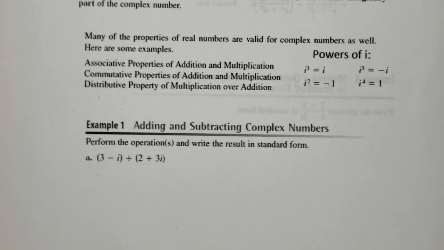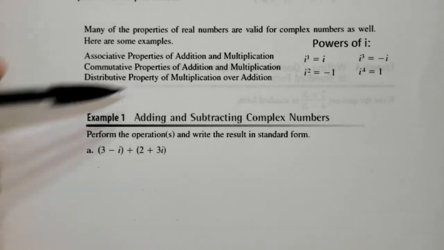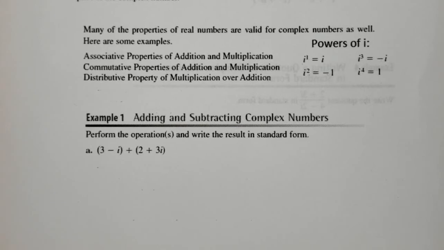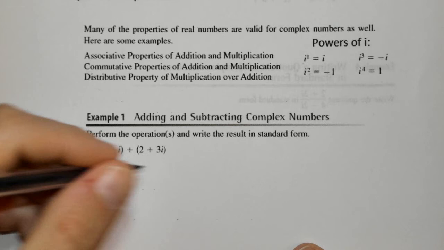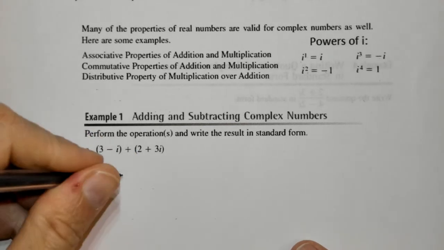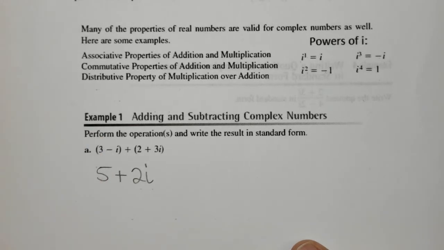One of the types of problems we're going to be asked to do is to perform addition and subtraction with complex numbers. So here I have 2 complex numbers added together. This should be no trouble at all. You simply combine the real component and combine the imaginary component, and you've got the answer. So 3 plus 2, that's 5. -i plus 3i is plus 2i, and you've got yourself the answer there. All right?